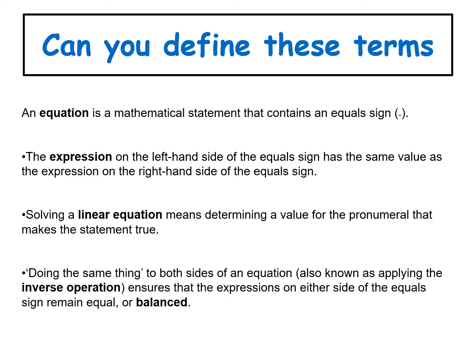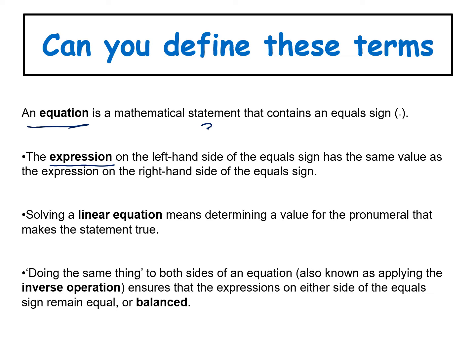So first of all, we should know what an equation is. An equation is a mathematical statement that contains an equal sign. The expression on the left hand side of the equal sign has the same value as the expression on the right hand side.